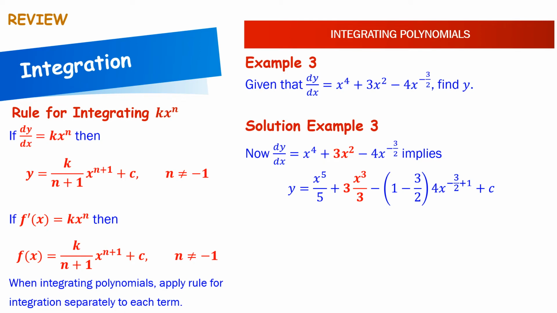plus 3x cubed over 3 minus 1 minus 3 over 2 times 4 times x to the power minus 3 over 2 plus 1 plus c, which tidies to x to the 5 over 5 plus x cubed plus a half times x to the power minus a half plus c.